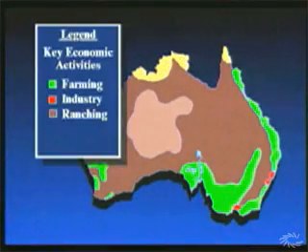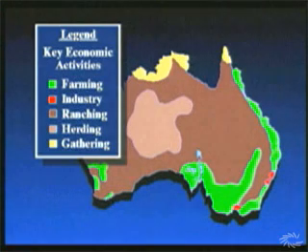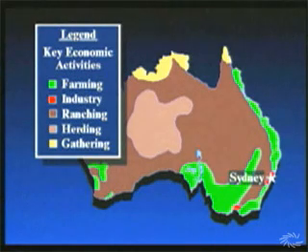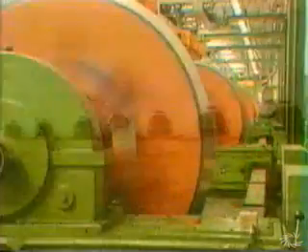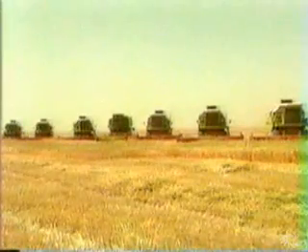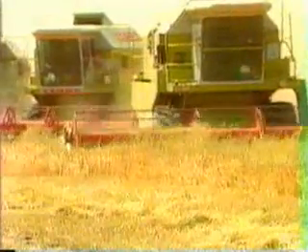Now look at this land use map. Using the color squares in the legend, can you tell whether there would be much gathering activity near Sydney, Australia? No, of course not. As the map shows, Sydney is located in an industrial and a farming area, not a region noted for its gathering activity.